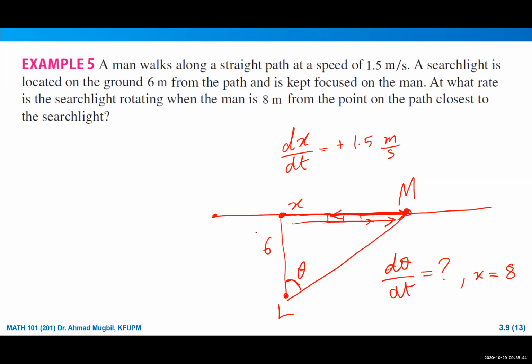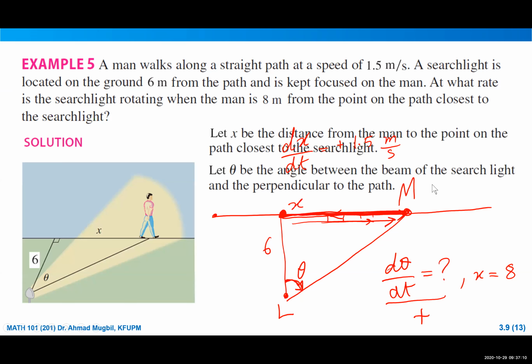So it just depends on the problem. Ask yourself, is the man going to go away from this or coming to that? So is the distance between the man and the point going to be bigger or smaller? And we expect this to be positive also, Shabab. Why? Because here theta will be increasing. It will not be smaller, it will be bigger.